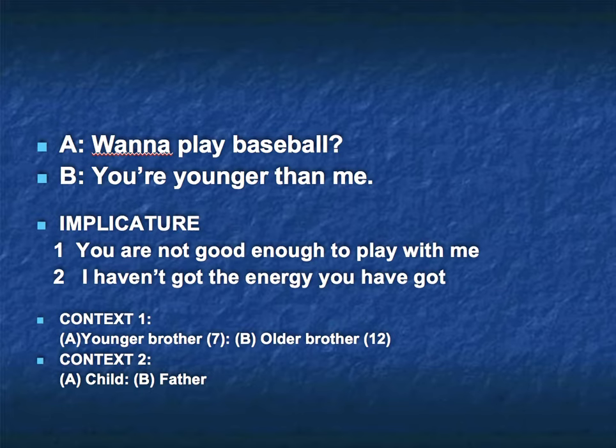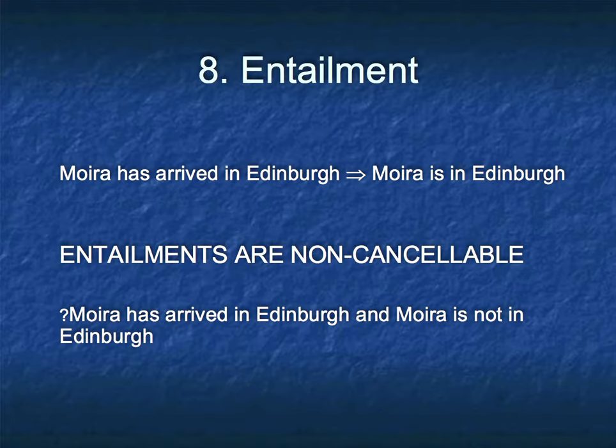Just repeating them: number one, with the older brother, you're not good enough to play with me. And two, with the father, I haven't got the energy you've got. Okay, last two more key words and phrases here. This is from semantics: the notion of entailment. An entailment really is a paraphrase, and a paraphrase is one example of a sense relationship. A sense relationship is the way that we understand words in relationship to other words.